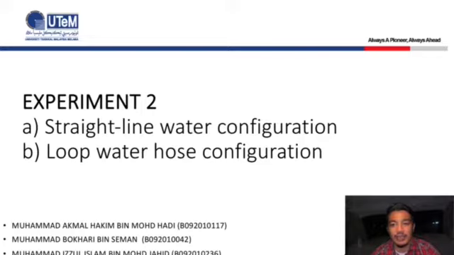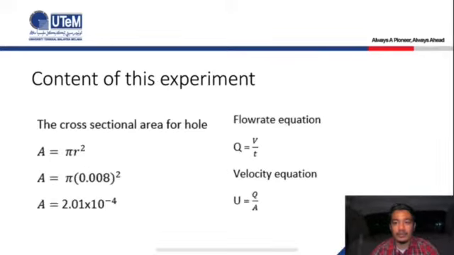Today I will be explaining Experiment 2, that is A, straight line water hose configuration, and B, loop water hose configuration. For the content of the experiment, our group used the following equations.